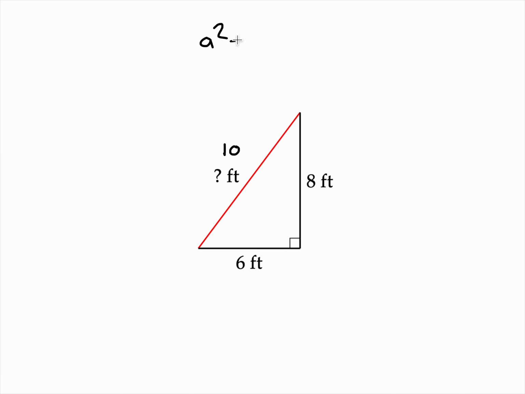We'd use that a squared plus b squared equals c squared. And so 36 plus 64 equals 100, which is equal to c squared. And so c equals 10. That's how we find the hypotenuse of a right triangle.